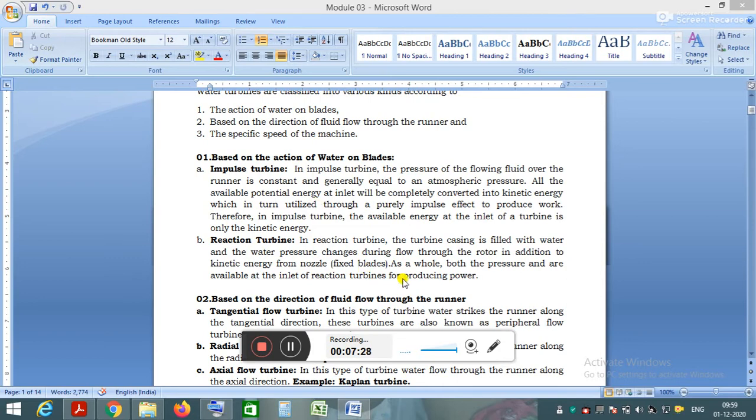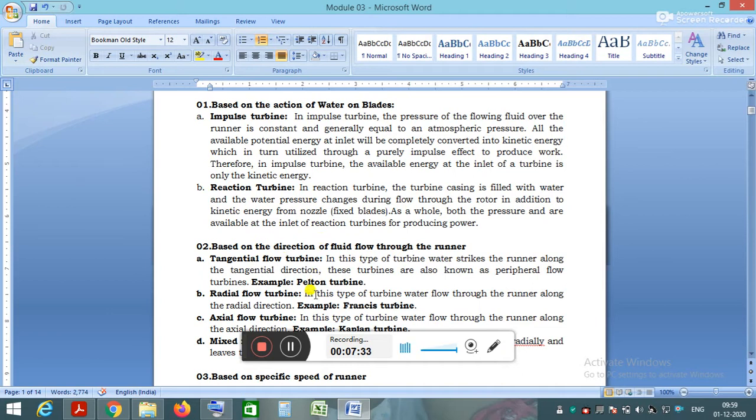The second classification is based on the direction of flow of fluid through the runner. Based on the direction of the fluid, they are classified into tangential flow turbine, radial flow turbine, axial flow turbine and mixed flow turbine.